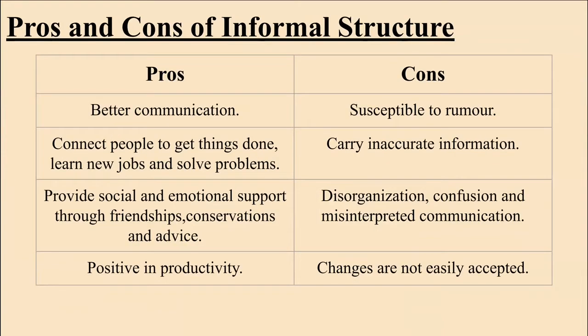Next slide. What are the pros and cons of informal structure? The first pro is better communication. They can connect people to get things done, learn new jobs and solve problems. Social and emotional support can be provided through friendship, conversation, and advice. Lastly, productivity can be affected in a positive way. The cons are that it is susceptible to rumor. Other than that, it can carry inaccurate information, disorganization, confusion, and misinterpreted communication, and changes are not easily accepted.